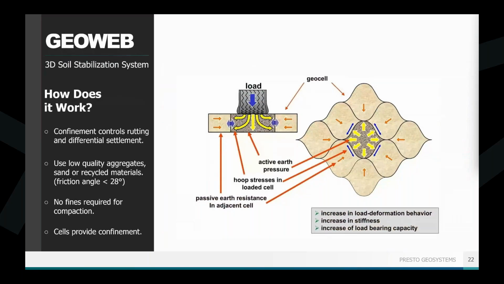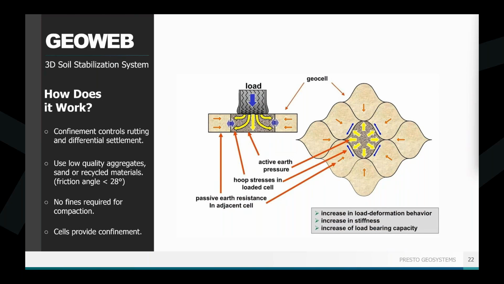I do want to talk a little bit about what it means to drive on the GEOWEB system, because I did say it could stabilize the crest of those dams and make that drivable surface. The GEOWEB is a 3D confinement system, and it operates by distributing vertical cyclical load, like those car tires as they're driving across. When that vertical load is applied, the active earth pressures within the loaded cell are going to push against the passive earth pressures in all the adjacent cells supporting the load. So each cell basically supports the one around it.